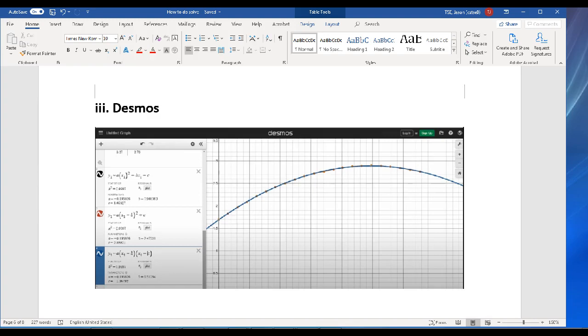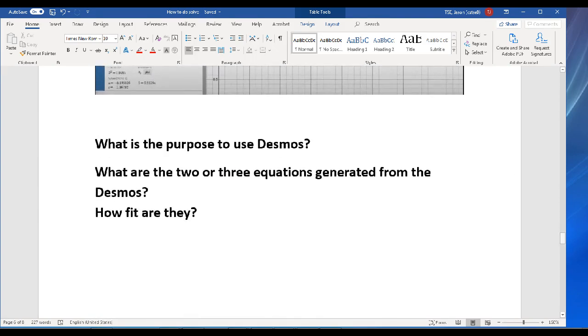Then next it would be our Desmos. In the Desmos, you will do three different equations for the same group of data. You need to watch our previous videos to know how to do this. Remember, we've done 3 videos before, so you could watch them so you have a good idea about how we could get all those equations in Desmos. For Desmos, you need to think about what's the purpose of using Desmos, what the 2 or 3 equations generated from Desmos are. You need to state the equations and how fit they are.